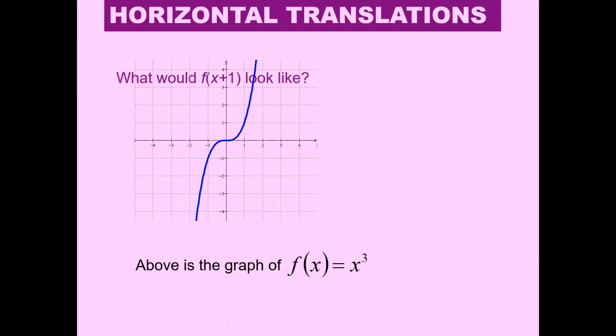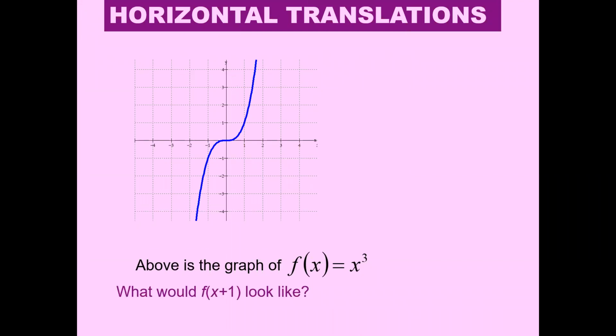Horizontal translations. Let's go ahead and do another horizontal translation with the cubic function. Above is the graph of the cubic function, f of x is equal to x to the third. What would f of x plus 1 look like? So this is the original one, but I'm going to be adding 1 to every x input.